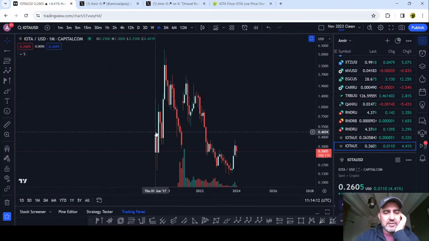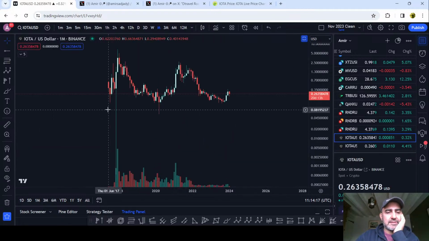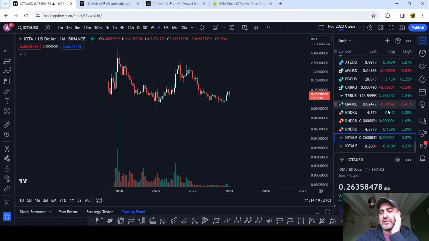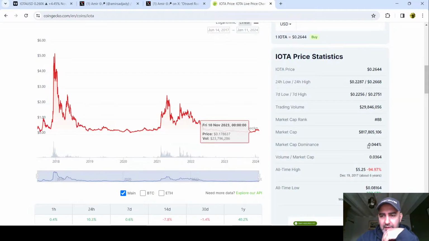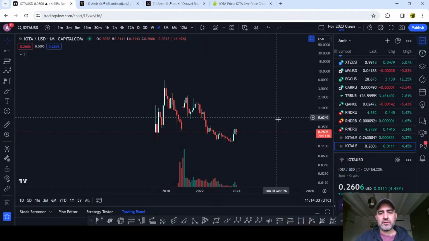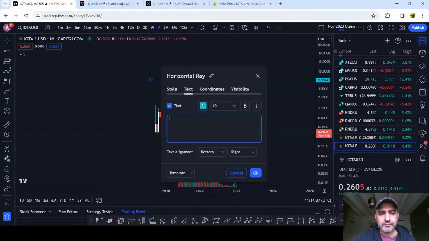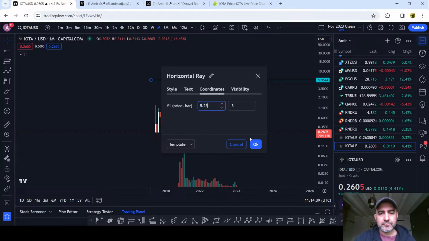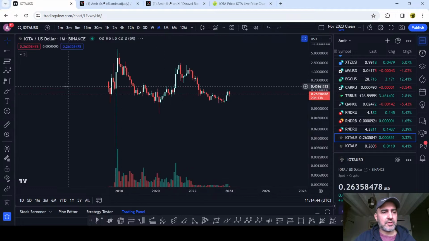So this goes back to the 1st of June 17. This one goes back to the 1st of June 17. This one has an all-time high. Let's see what CoinGecko said the all-time high is. $525. And then let's see what it's like on this chart.